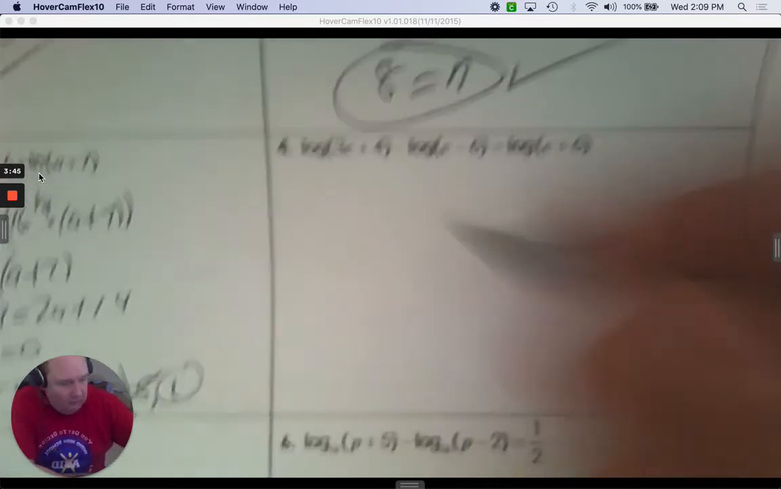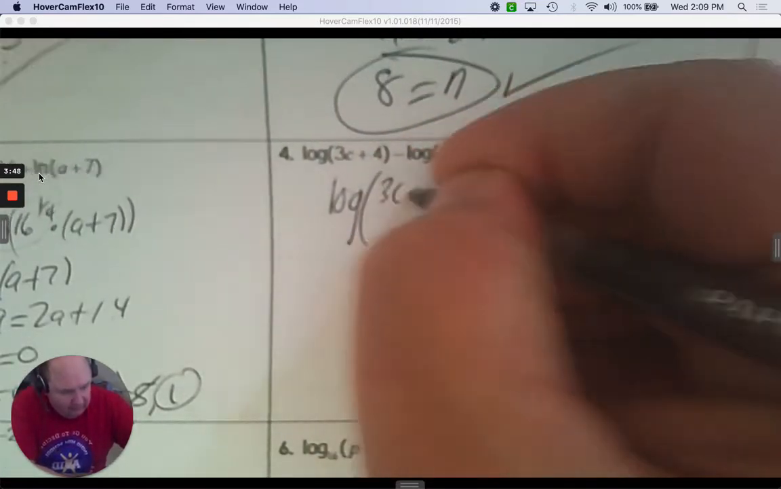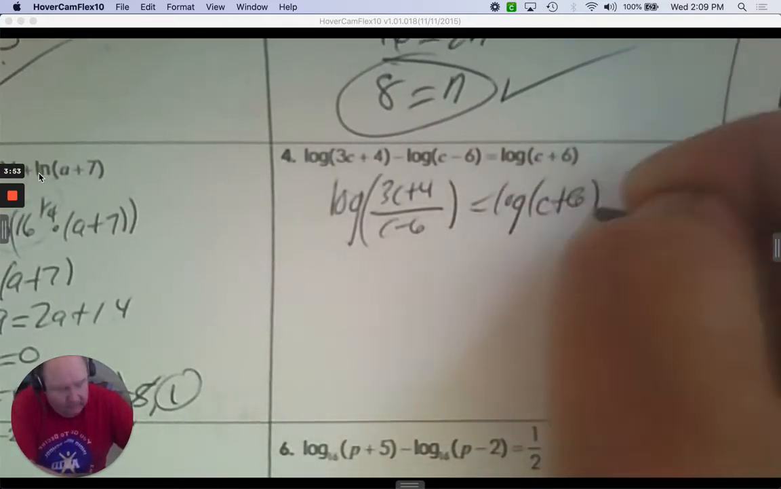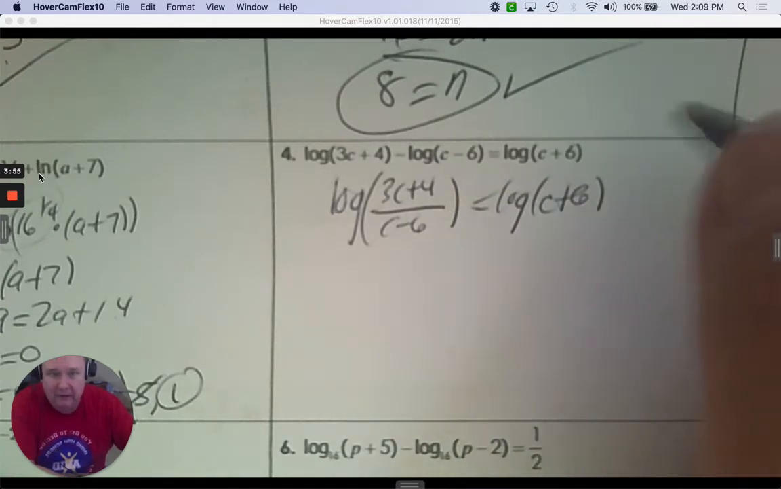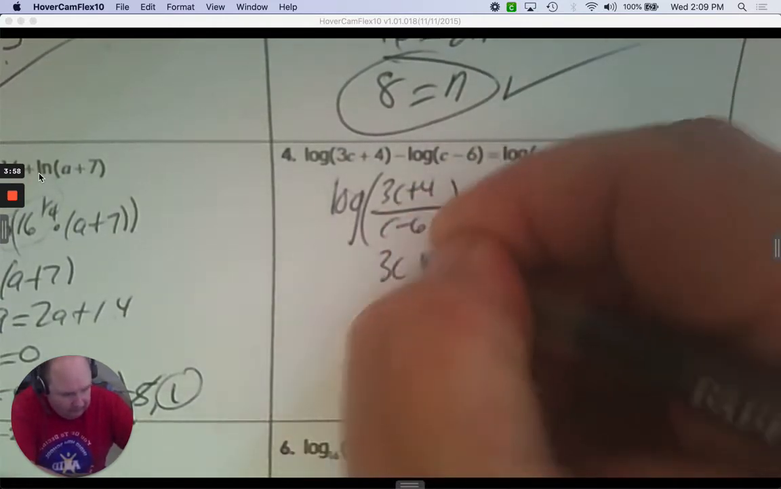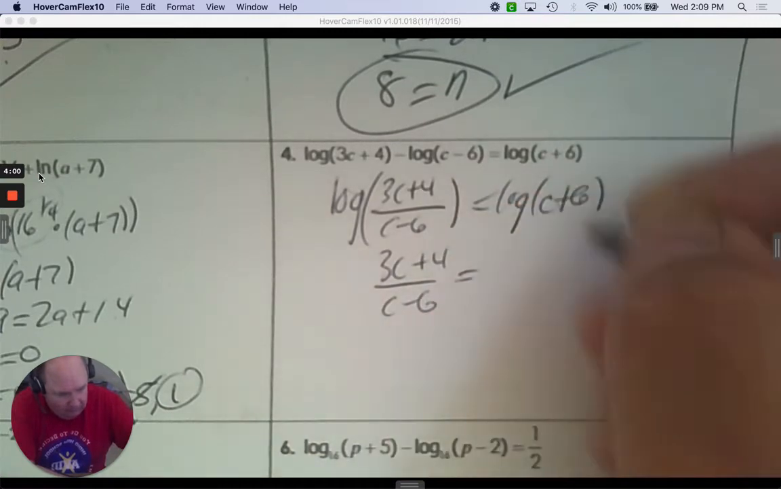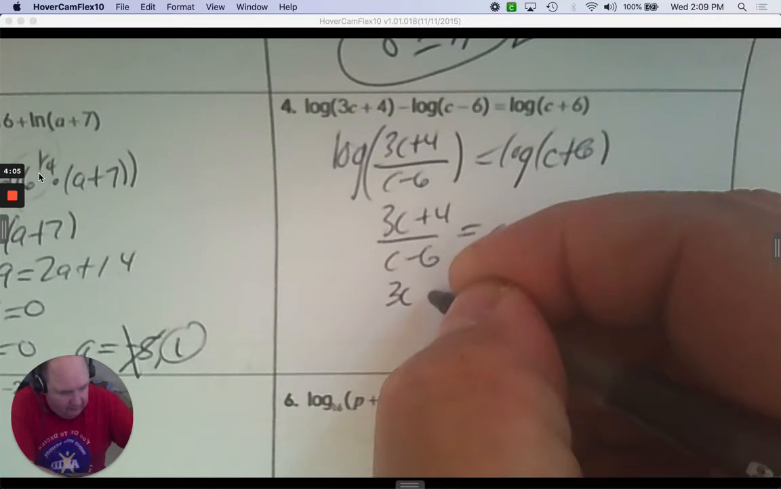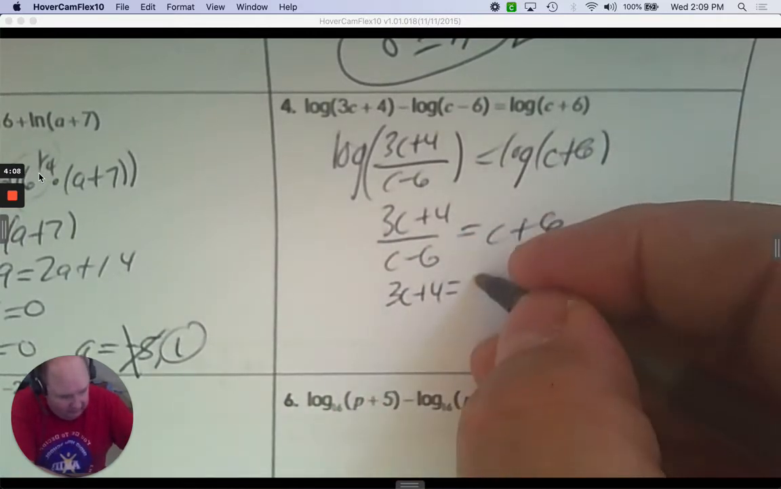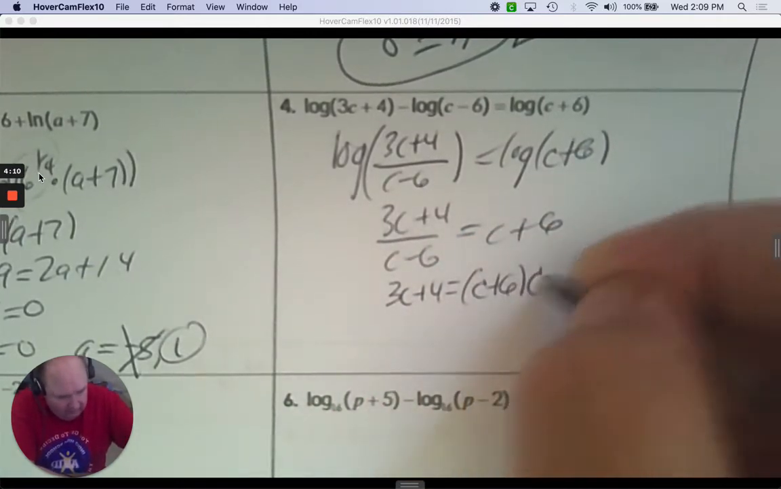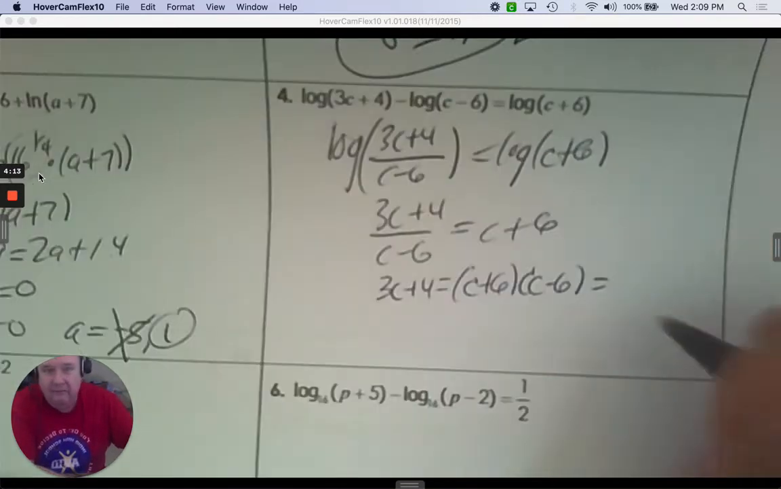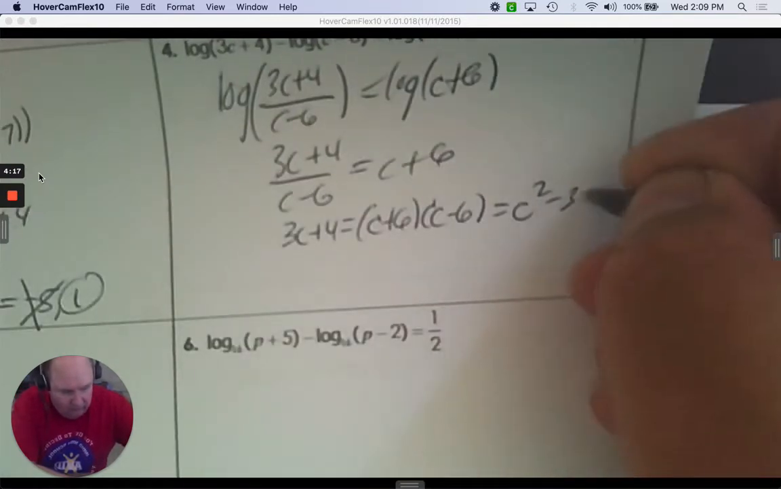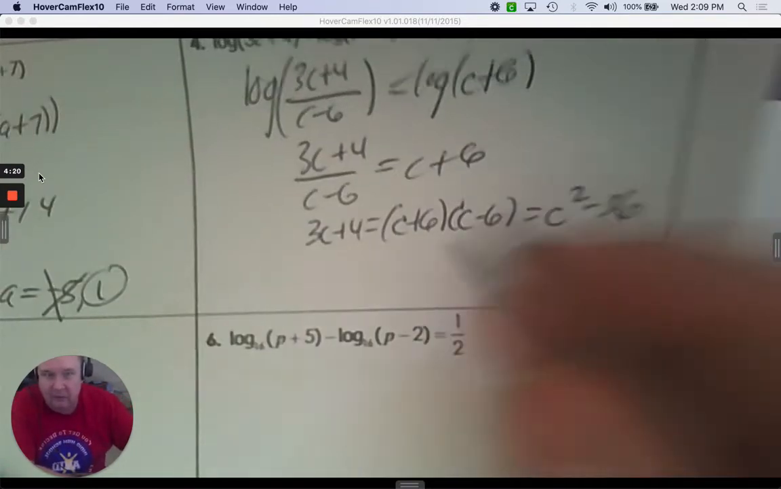Number 4. I need to write this as one logarithm. So subtracting means I am going to divide. Once I have one logarithm on the left and one logarithm on the right, then I can take what's inside the logarithms and make them equal to each other. Next, I'm going to multiply both sides by c subtract 6. Now, when you have c plus 6, c take away 6, that's called the difference of squares.